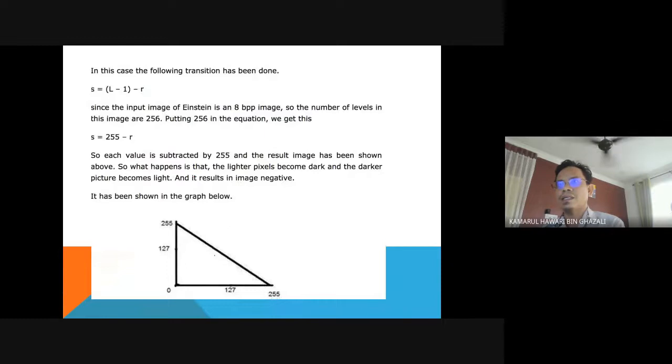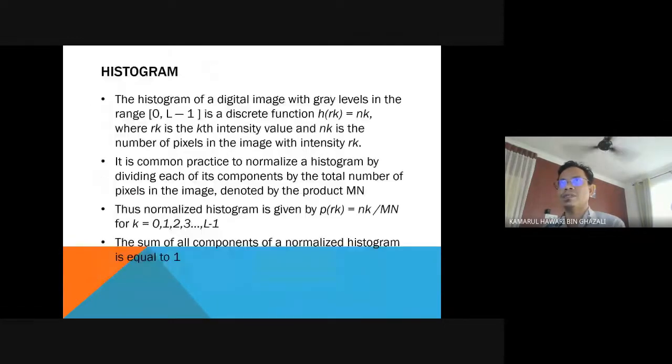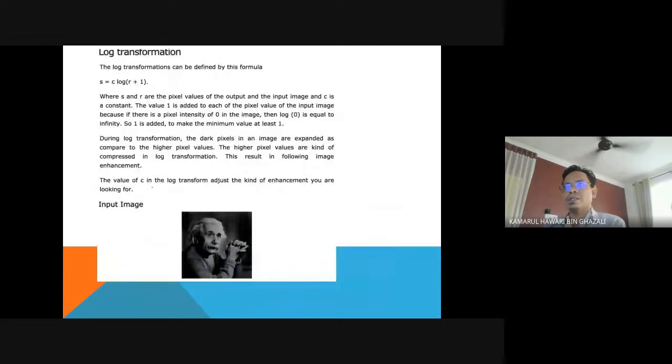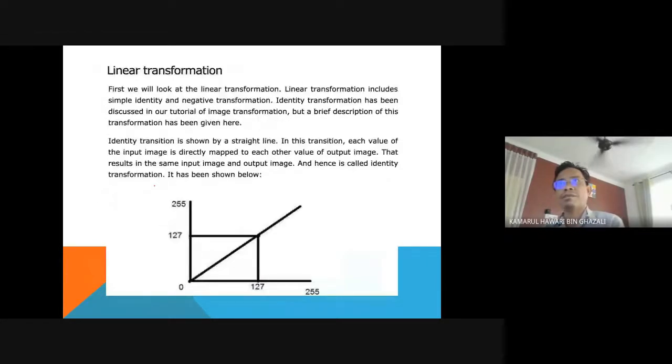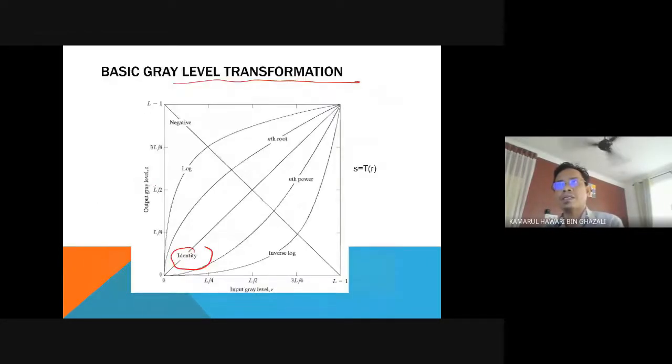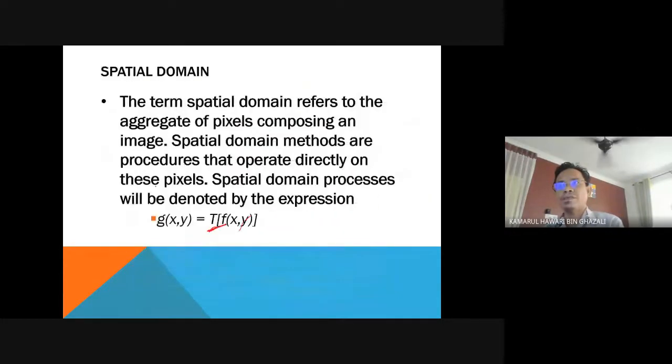Ni lah. Sama negatif ni. Log. Ni lebih complicated lah. Log transformation. But the conclusion is, this is all the example of transformation by pixel. Direct manipulation of the value, which is spatial domain.